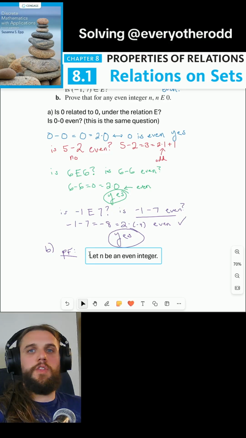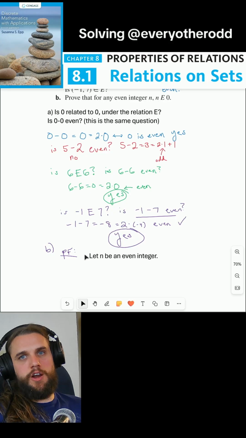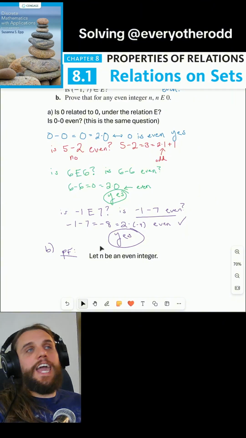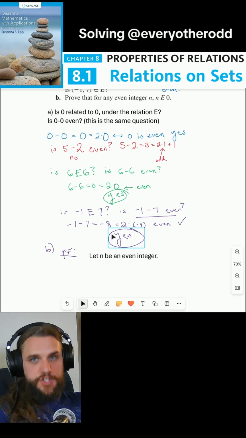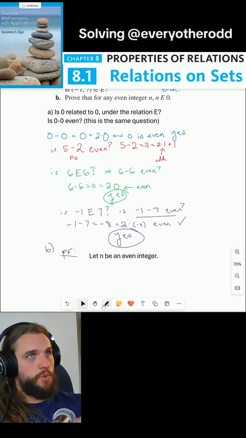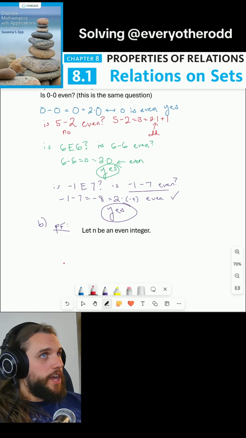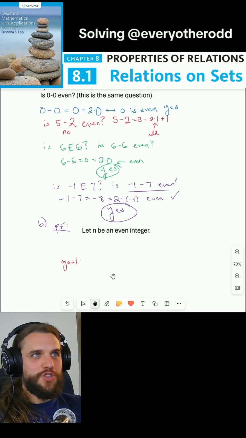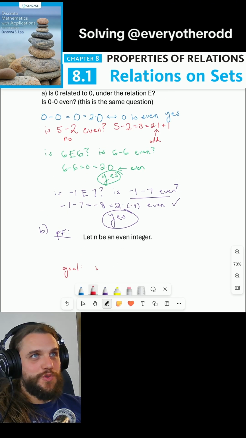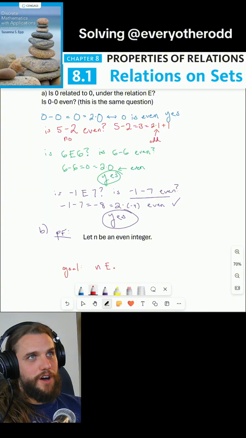And we're going to show that even though n is arbitrary, n could be any even integer, it doesn't matter what that even integer is, n will still be related to 0. And that's what we're going to prove. So our goal here, and for all these problems I like to write the goal, which is the conclusion. The conclusion that we're trying to get is that n is related to 0 under the relation E.